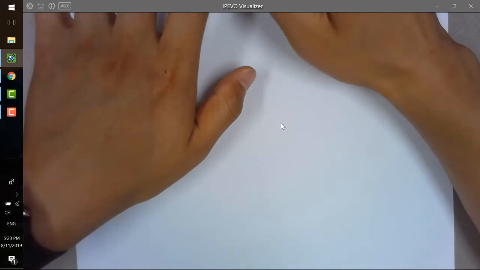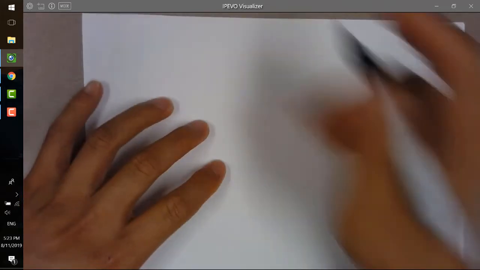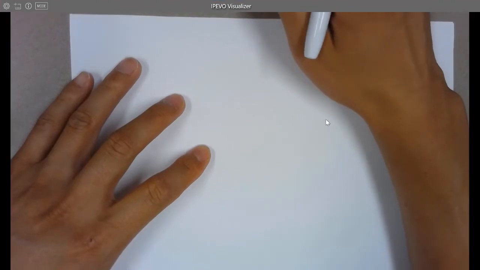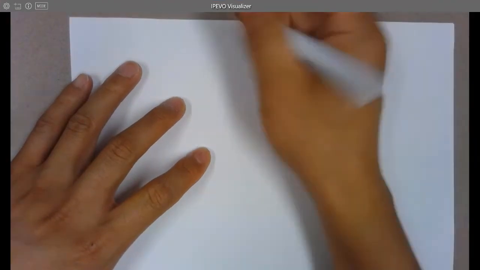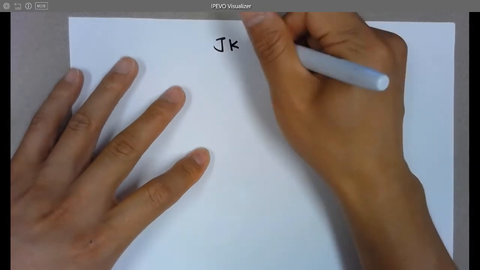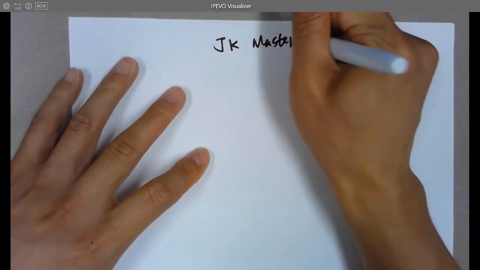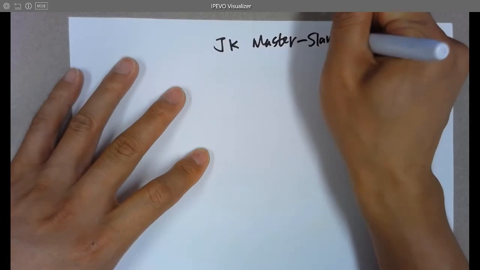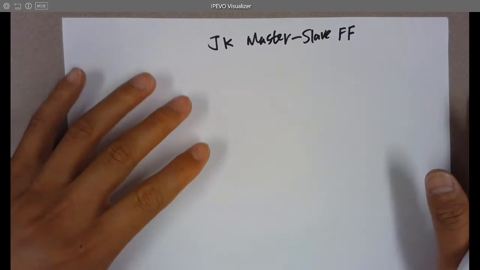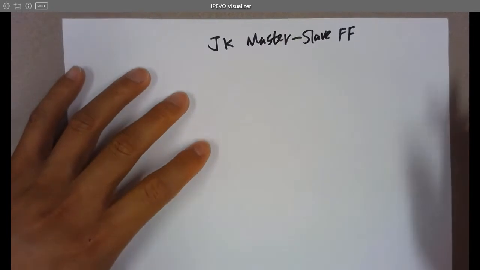All right, so in this lecture, we are going to talk about master-slave JK flip-flops. I can zoom in on this, just maximize the window. So, JK master-slave FF, or master-slave JKFF.